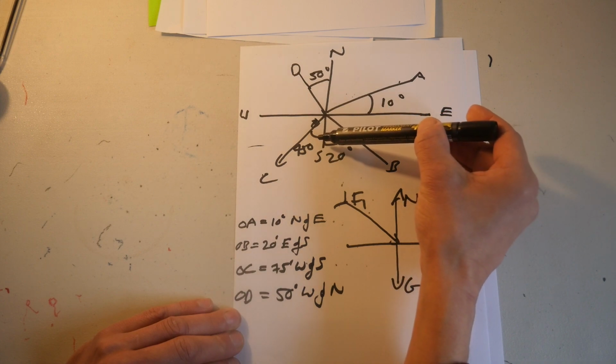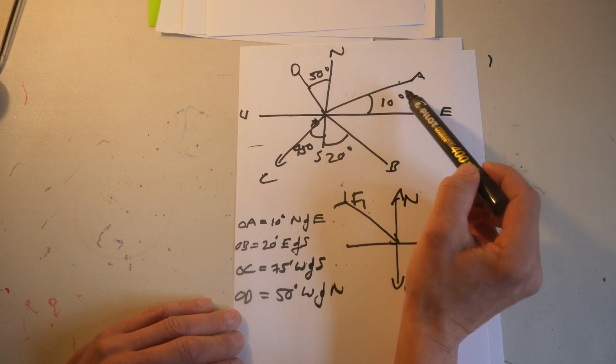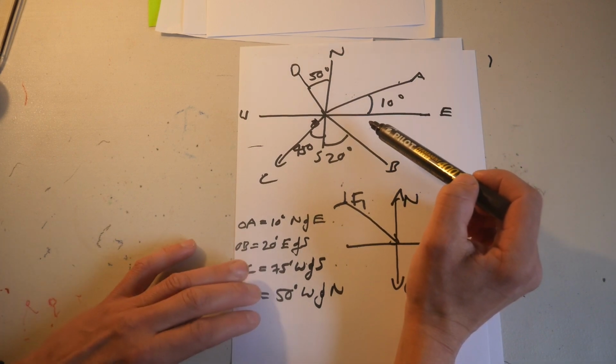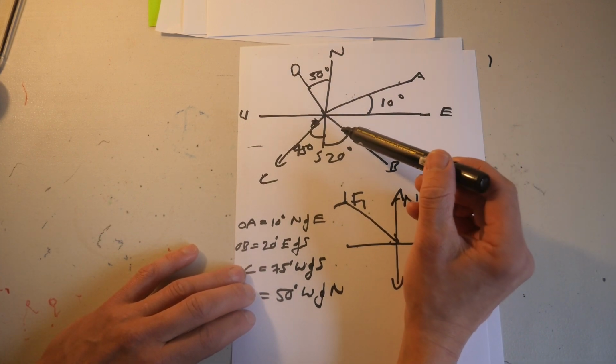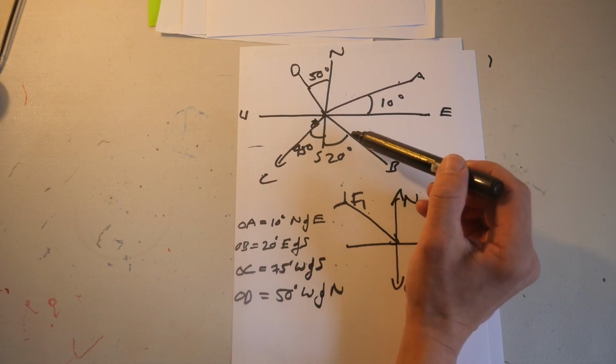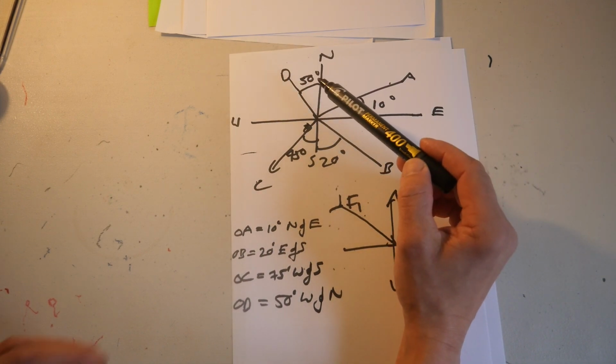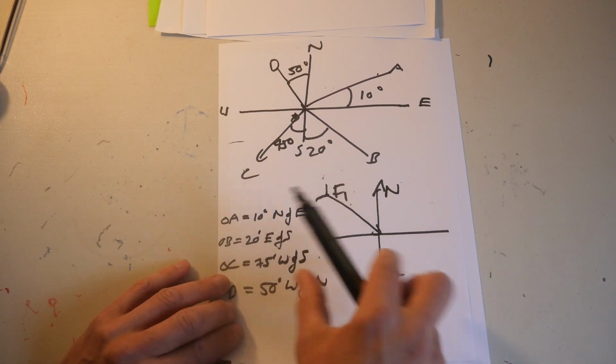So that's 75 degrees west of south. That's 10 degrees north of east. And that's 20 degrees east of south, okay? West of north, okay?